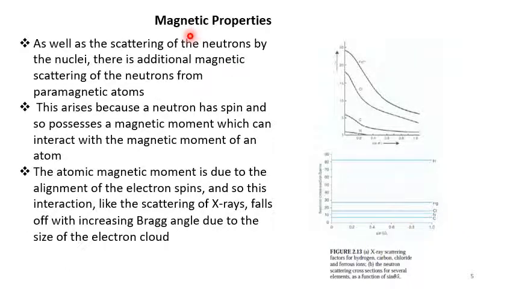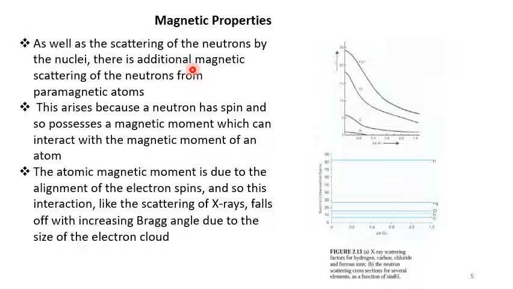We can explain the magnetic properties of the material. We can study the magnetic properties of the material by neutron diffraction analysis, as well as scattering of neutrons by the nuclei. We have already studied that the neutrons are scattered by the nuclei of atoms. But there is additional scattering, that is magnetic scattering, in case of paramagnetic material.